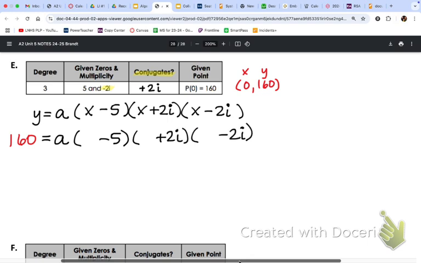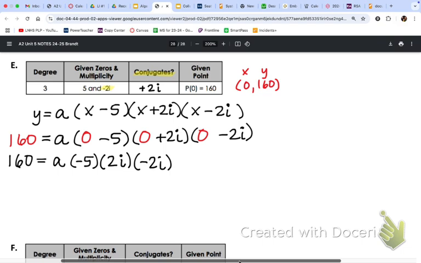Oh, lots of i's. Okay, let's see what you remember about multiplying out i's. Here we go. We're going to simplify these little baby parentheses. So we've got 0 minus 5 is negative 5. Okay, so that's your nice one. What about 0 plus 2i? It's just 2i, because you're adding. It doesn't do anything. And then 0 minus 2i is just negative 2i.